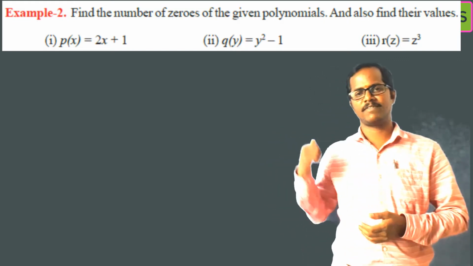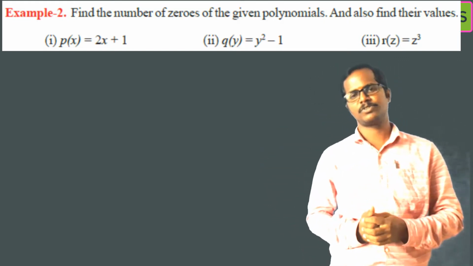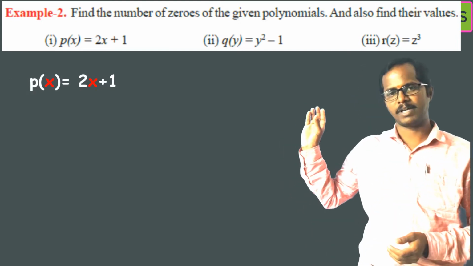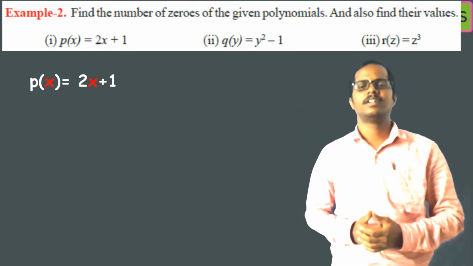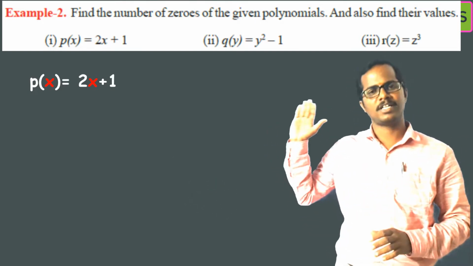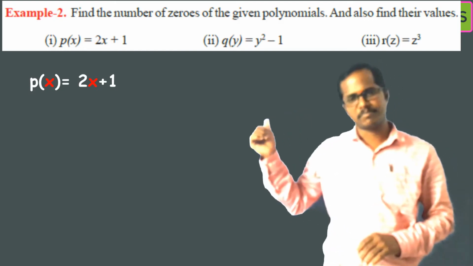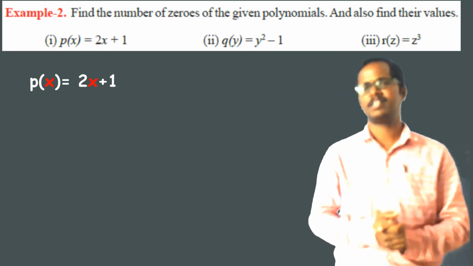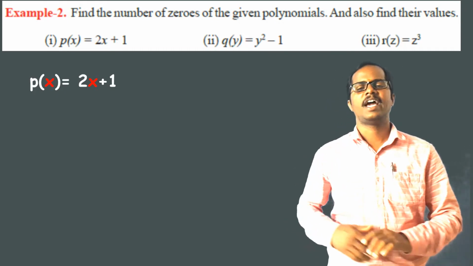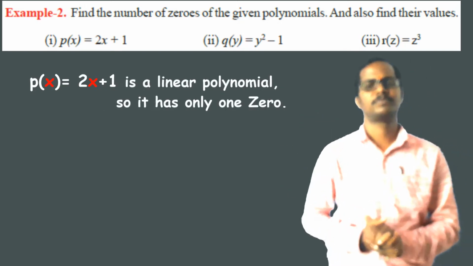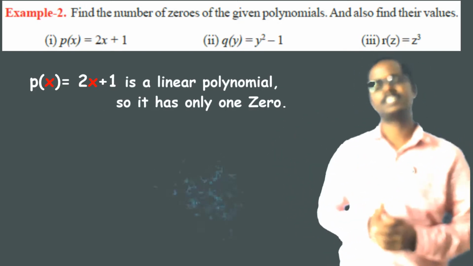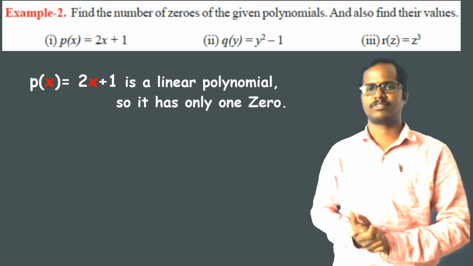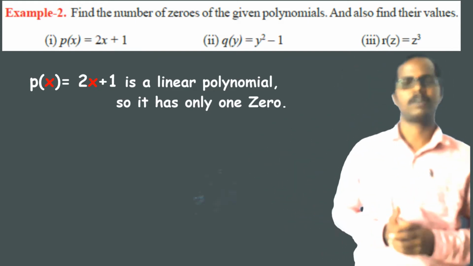The first polynomial is given as p of x equals 2x plus 1. Now observe this polynomial. By observing it, it is clear that the degree of this polynomial is 1. So it is a linear polynomial in one variable. And we know that a linear polynomial in one variable can have at most one zero. So the number of zeros of this polynomial is 1. And now we need to find the value of that zero also. So what is the zero of this linear polynomial?